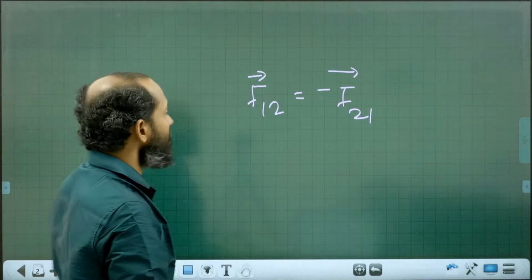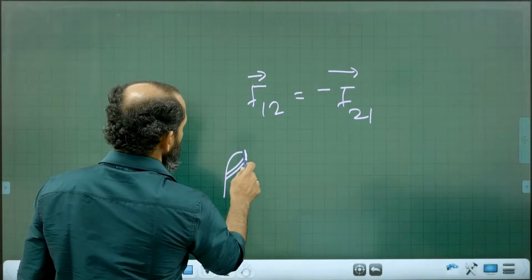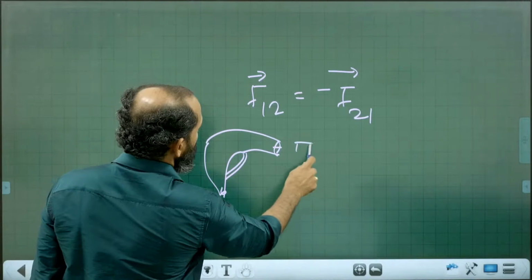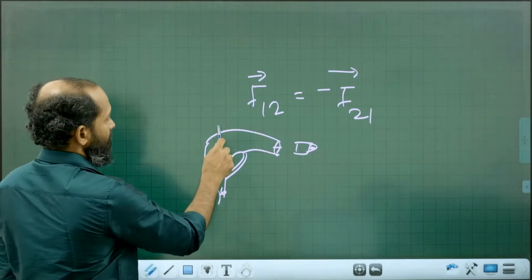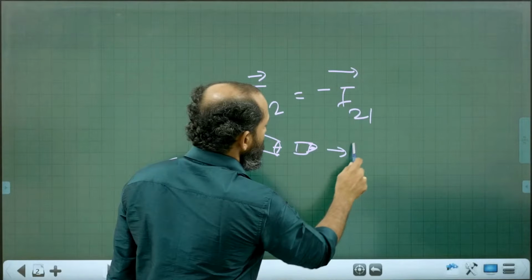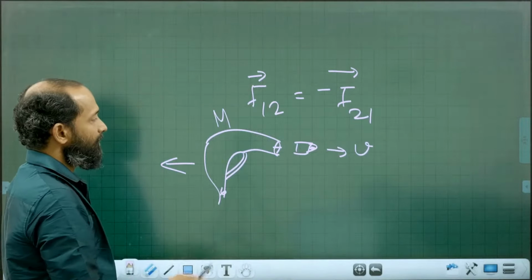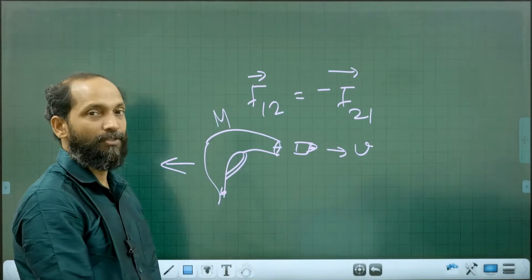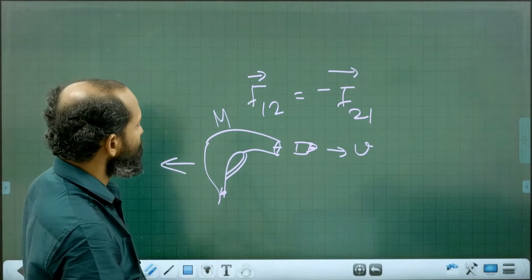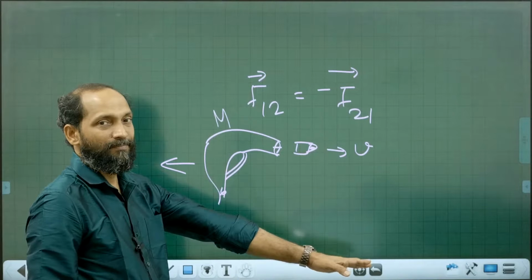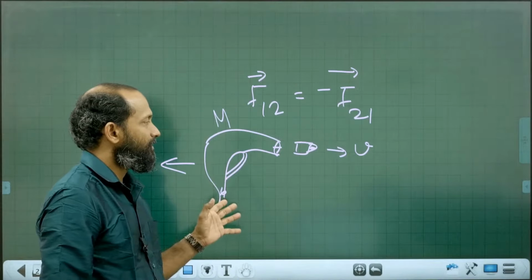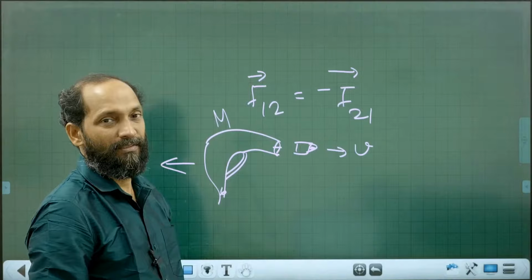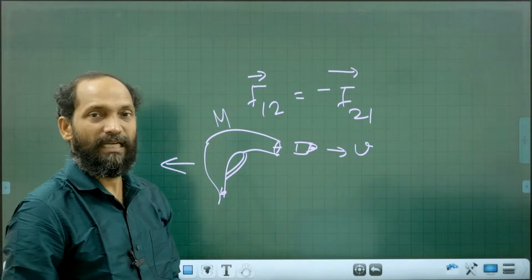When you treat the gun recoiling problem, when the bullet comes out of the gun, the gun recoils. When the bullet picks up a speed in the horizontal direction, the gun recoils. This motion is due to these internal forces. But there is no external force. The force on the bullet from the gun is equal and opposite to the force on the gun due to the bullet. But these forces are not acting on the same body.